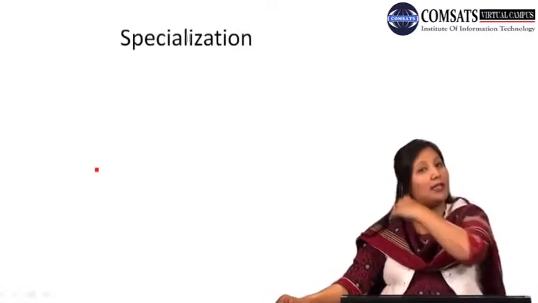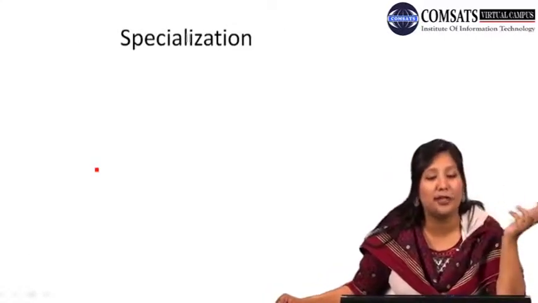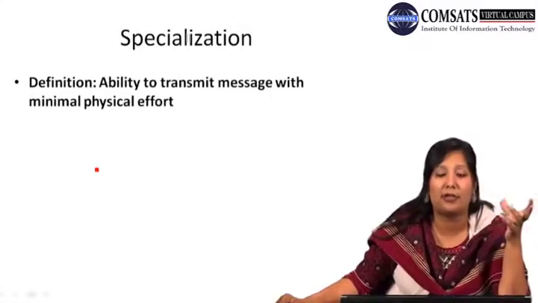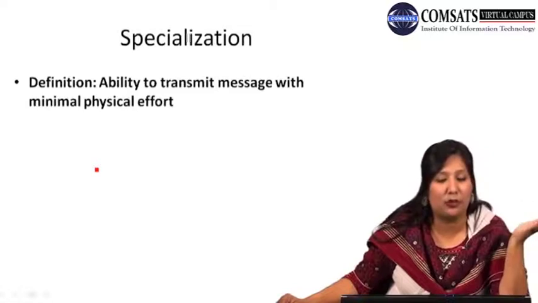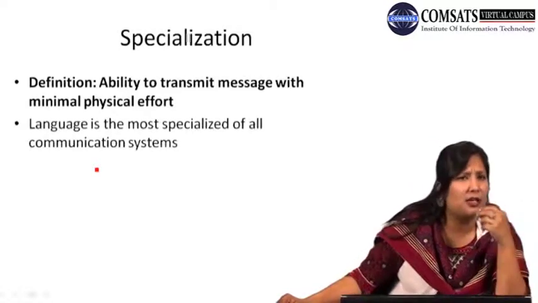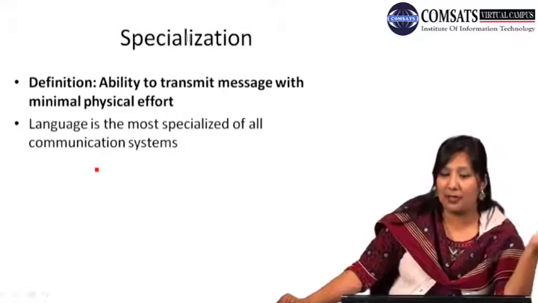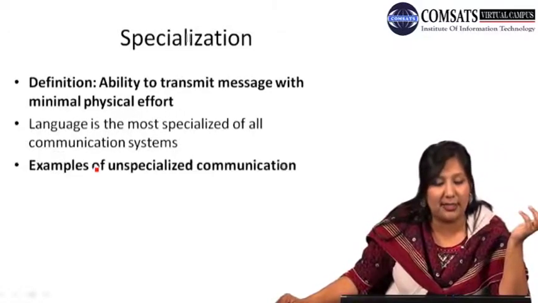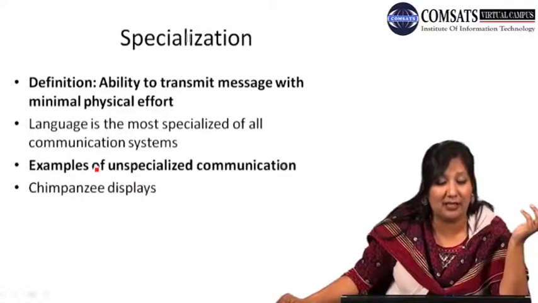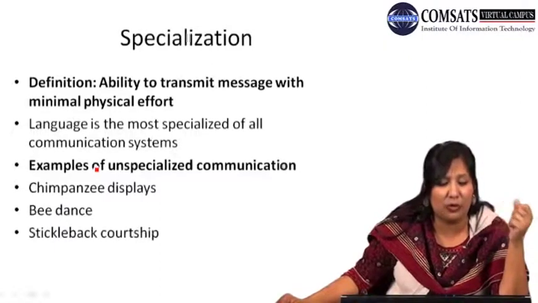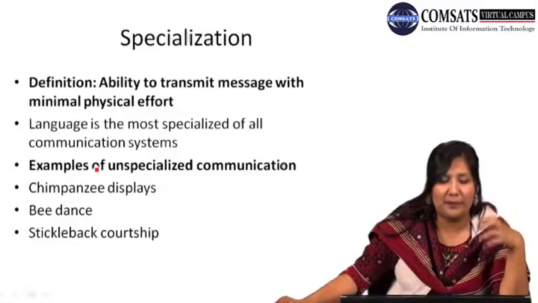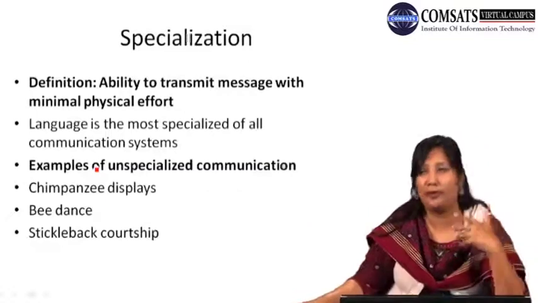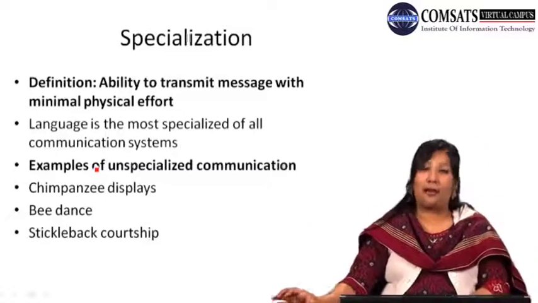Then the last quality is that of specialization. Specialization is the ability to transmit messages with minimal physical effort. Language is the most specialized of all communication systems, where we just speak and the messages are passed with no physical effort. Examples of unspecialized communication: chimpanzee displays, bee dance, stickleback courtship. They have to put in some physical effort, whereas human beings don't have to put in any physical effort.